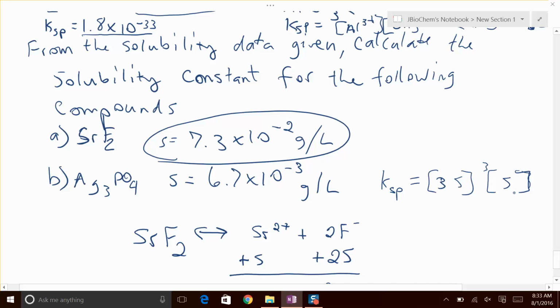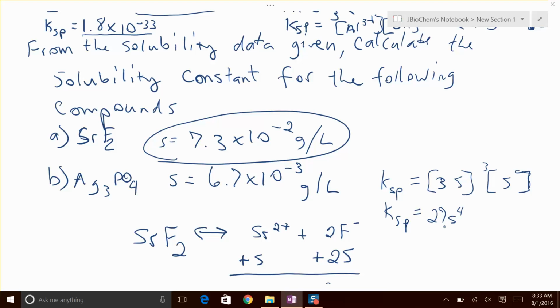Are you guys getting here? Ksp equals 3s cubed times s? Yeah? Okay. So Ksp equals 9s. I didn't do that right. No. Sorry. 27, right? Yeah. Is that what you guys were getting?